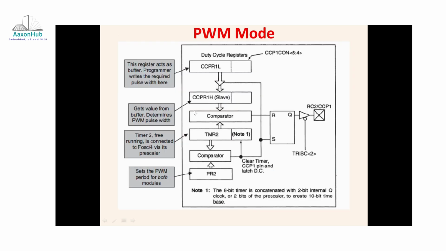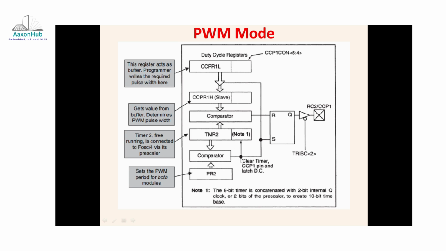So this is the simplified diagram for your PWM mode. Now a comparator will be there, and this comparator will compare the value associated with your timer 2 register and the PWM period. And again the comparison has to take place for the duty cycle generation, which is associated with the CCPR1L register and the lower 2 bits of the CCP1CON register. Like that, it will provide the logic for set as well as reset.